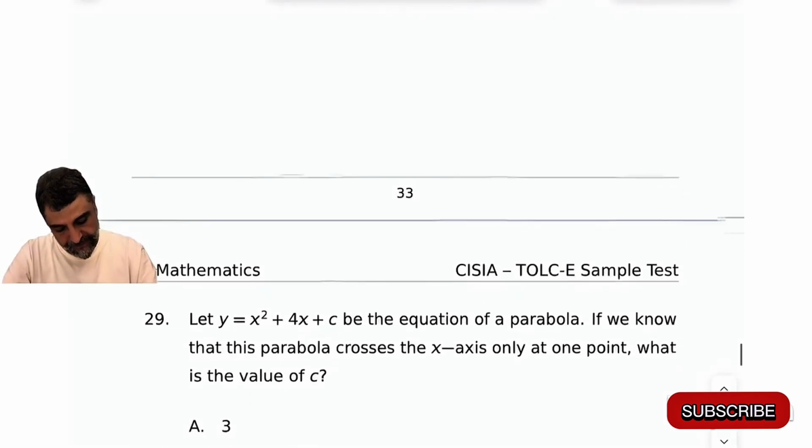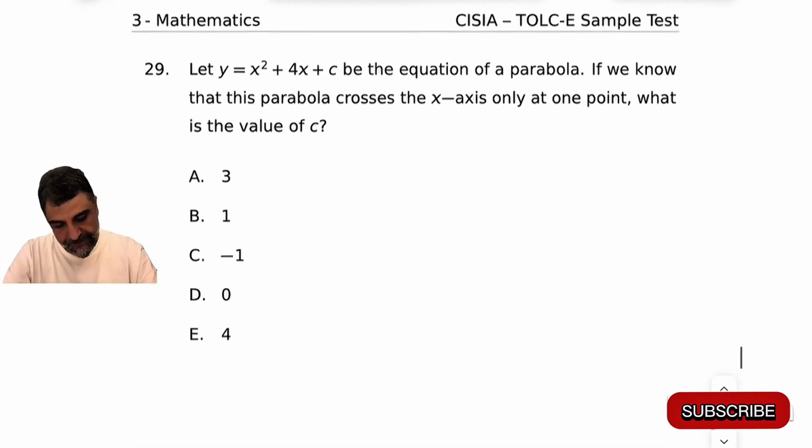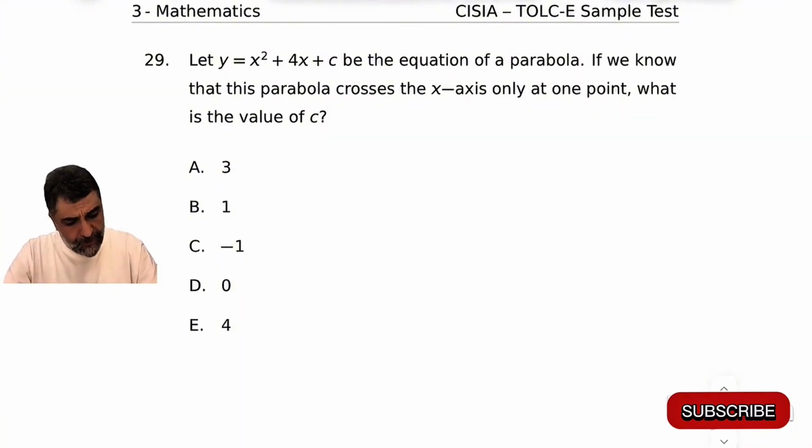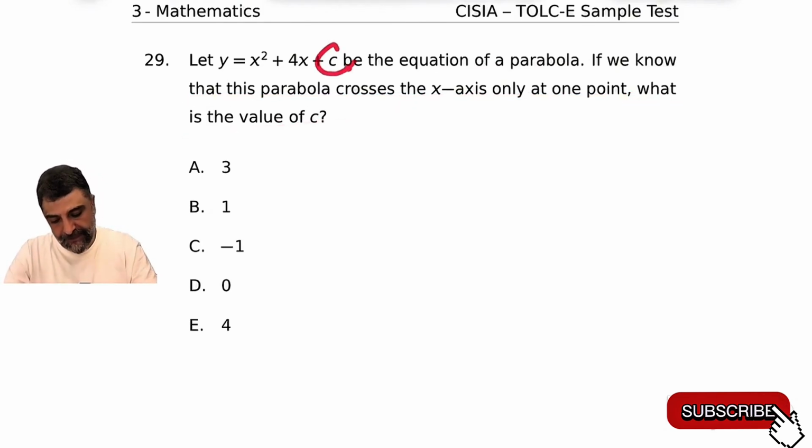All right, friends, let's continue with the next question. Let's see what it says to us. A parabola question. It says that y equals x squared plus 4x plus c is the equation of the parabola. So what do we know? Our parabola intersects the x-axis at one point. What is c? It's asking about the c here.